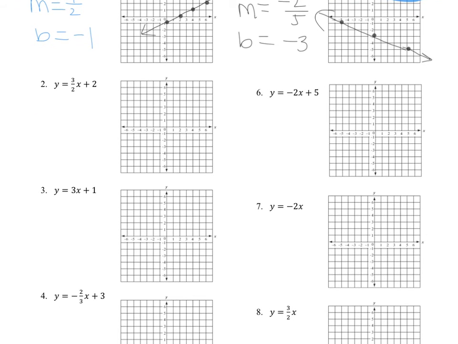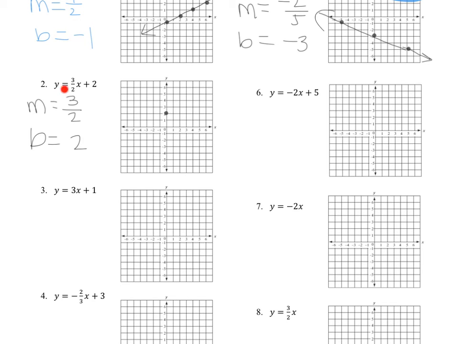First thing I'm going to do, find what m equals, find what b equals. M equals 3 over 2, b equals 2. What do I plot first? B. B goes on the y-axis at 2.